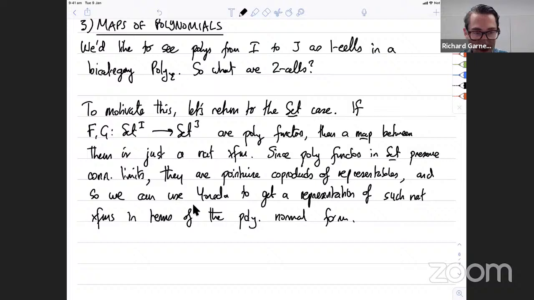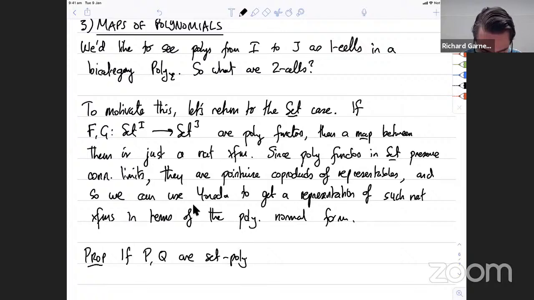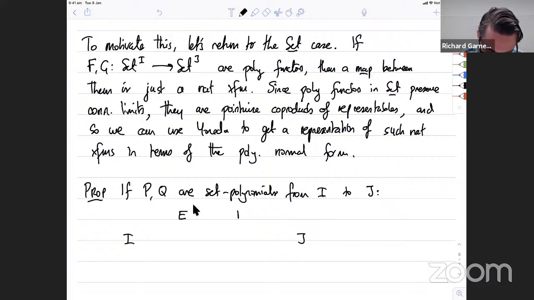All right, so what am I talking about? I'm trying to prove to you that this is the case. So, proposition. If P and Q are set polynomials, again in terms of the representing data, from I to J, so we've got something like this. Here we've got I, J, E, B, F, C, and I've got these maps here. Okay, so P is on the top and Q is on the bottom.